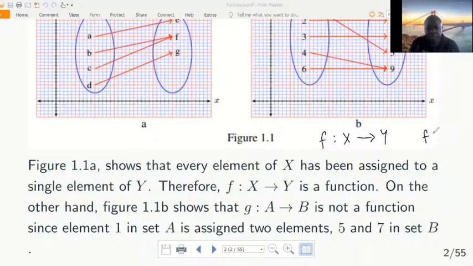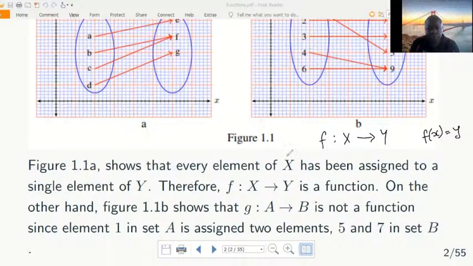F is a function that assigns elements of X. So supposing x is in this set X and y is in this set Y, then we can write it this way. We say that F is a function which assigns element x to y. Element x here is assigned to y. That means the image of x is y.